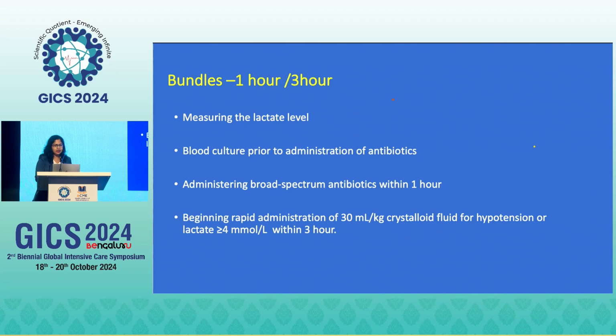The Surviving Sepsis Campaign guidelines are very well rehearsed, and they emphasize four factors: measuring the lactate levels and sending blood cultures, administering broad-spectrum antibiotics within 1 hour, and starting fluid, up to 30 mL per kg, within the first 3 hours. Again, the broad question arises: should we be giving this blanket rule of 30 mL per kg to all patients who present with hypotension?